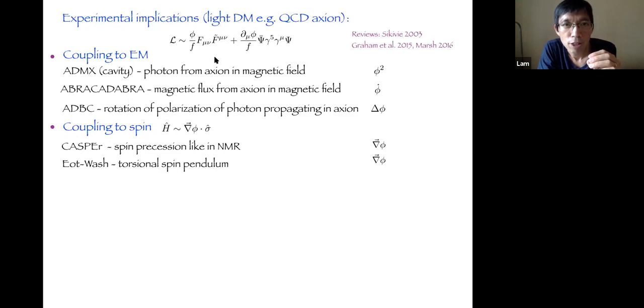What I want to emphasize is that these experiments are all measuring slightly different things associated with the axion. It could be the amplitude of the axion oscillation. It could be the time derivative. It could be the spatial or temporal variation. It could be the gradient and so on. They are all measuring slightly different things.